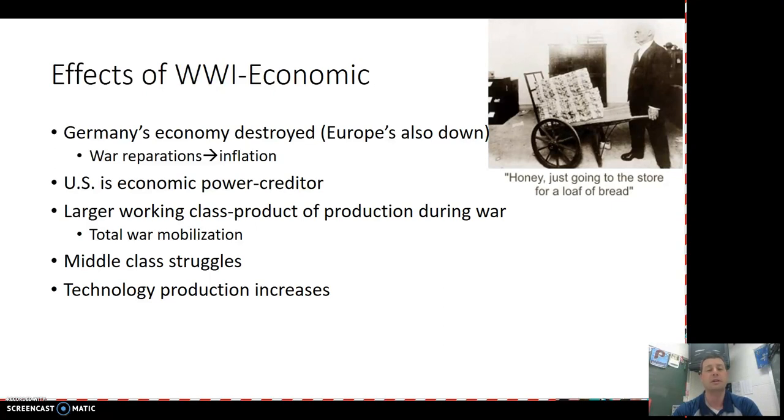This is a product of production during wartime. Everybody was involved in production. The unemployment rate hit basically zero in Europe during this time period because you had to mobilize everybody possible for the war effort. We'll get into women, but the women are absolutely a part of that movement as well.